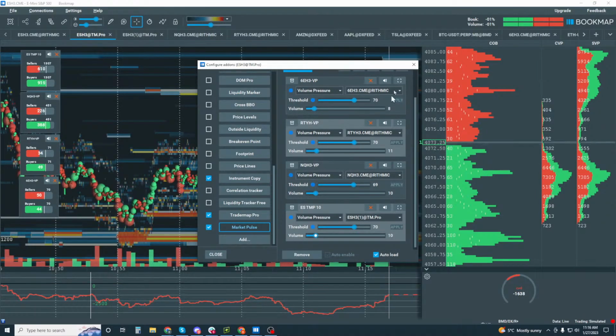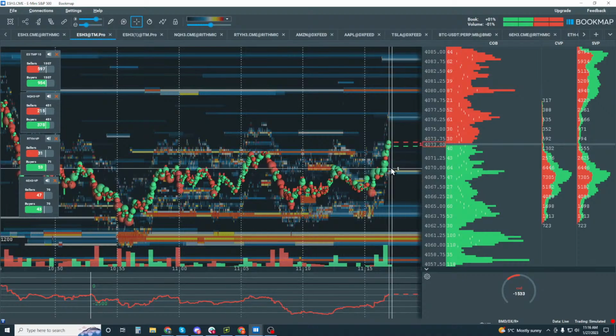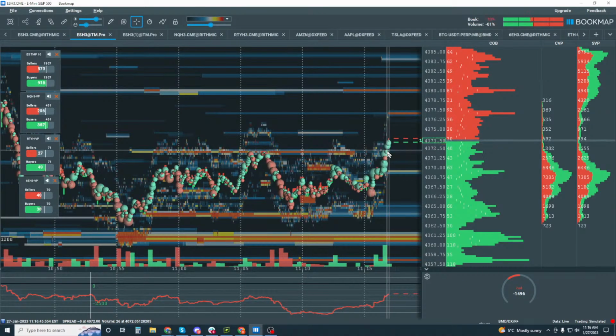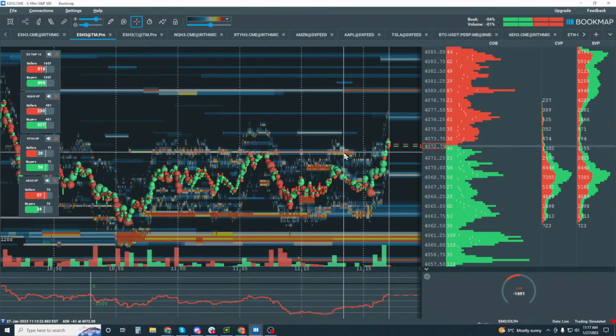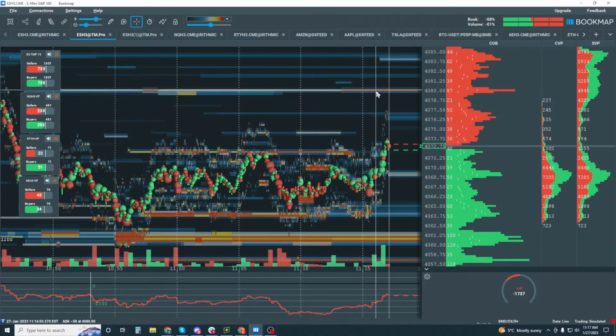All right, guys. Anyway, see how we read that? See how we read that strength before this move took place? Okay, already took some off. The stop at break even, looking for 80.